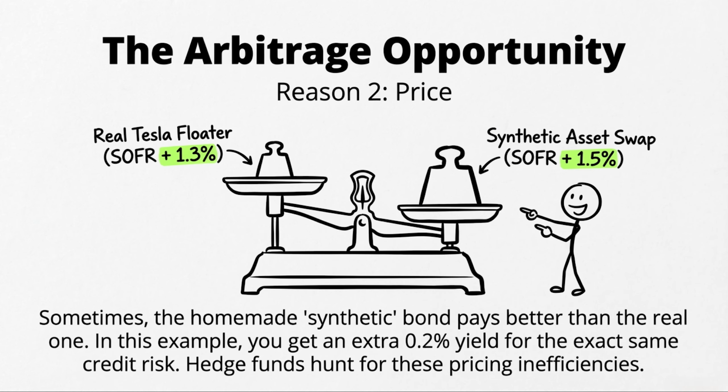But more importantly, it's about arbitrage. Sometimes the synthetic bond is cheaper than the real bond. Let's say Tesla actually does have a floating rate note trading in the market, paying SOFR plus 1.3%. But if you buy the fixed bond and swap it yourself, you get SOFR plus 1.5%. You get an extra 0.2%, which is 20 basis points, yield for the exact same credit risk. This discrepancy is essentially why hedge funds love asset swaps. They hunt for these pricing inefficiencies between the cash bond market and the swap market.